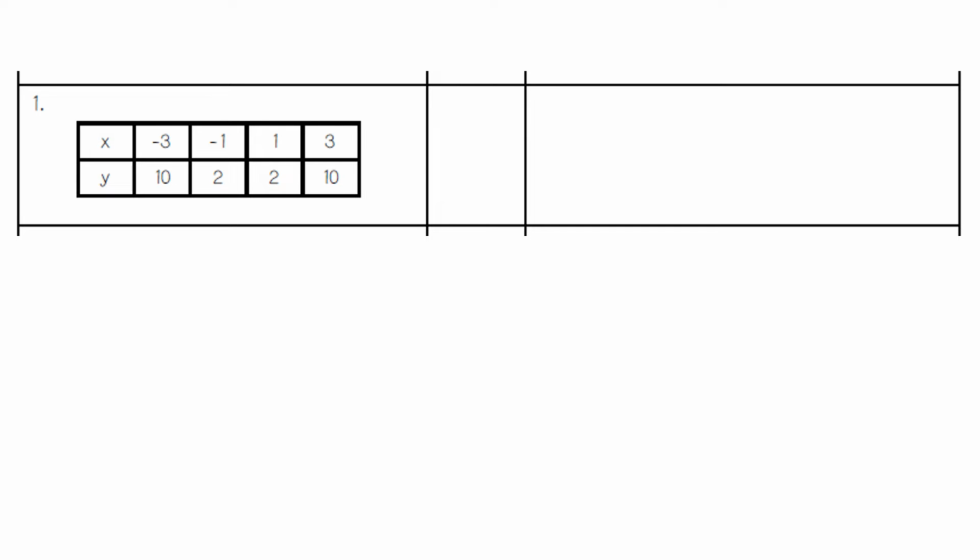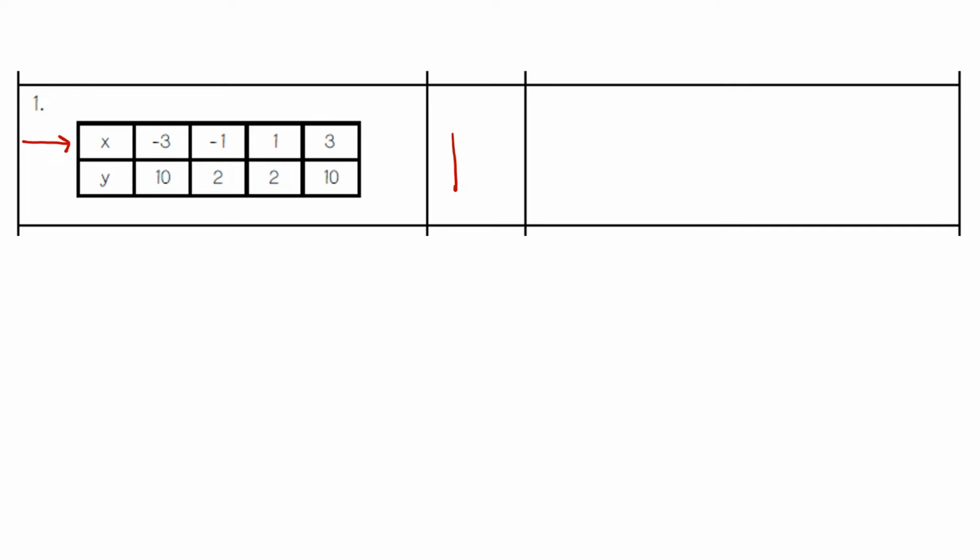This video is over identifying functions or not-functions, and these are our practice problems. For number 1, we have a table. When we are deciding if a table is a function or not a function, we are looking at the input values. The input values are the x values. Our x values are -3, -1, 1, and 3.